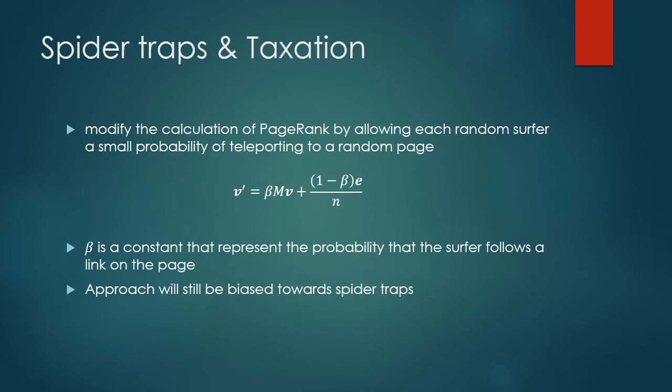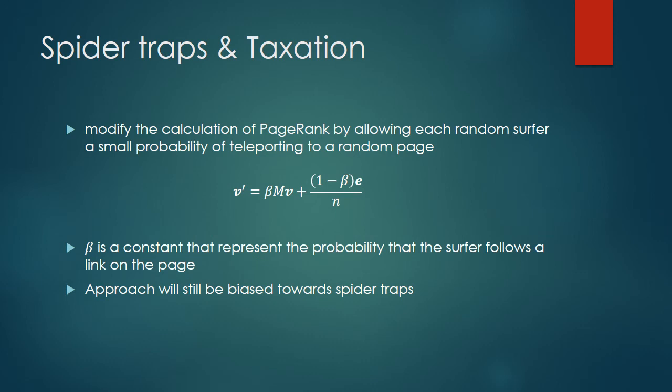The more generic approach would be to use something known as taxation, which is a slight modification to the expression where we originally had only v = Mv. Now we are adding a probability that, beyond just following links, think of how you would browse. You get stuck somewhere, you go back to the address bar and you go somewhere else, right? So we are bringing in this option that you're not only following the links, but there is a finite probability that you can randomly jump to some other website. And this allows you to get out of the trap, right?